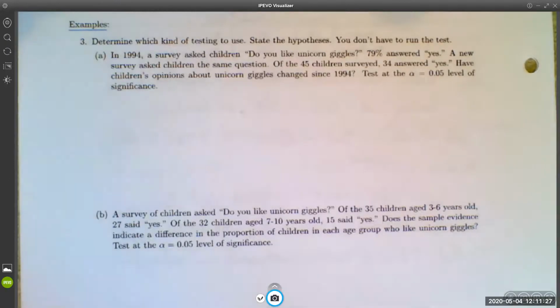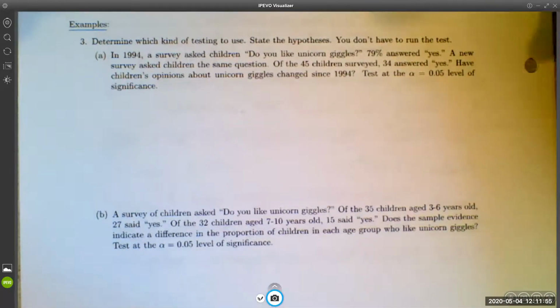This one says, determine which kind of testing to use. State the hypotheses. It says, in 1994, a survey asked children, do you like unicorn giggles? 79% answered yes. A new survey asked children the same question. Of the 45 children surveyed, 34 answered yes. Have children's opinions about unicorn giggles changed since 1994? Okay.